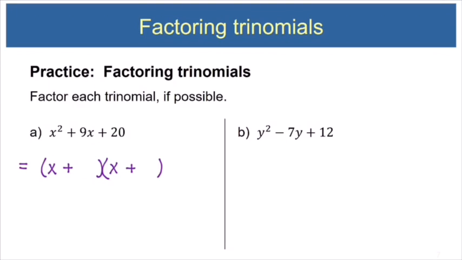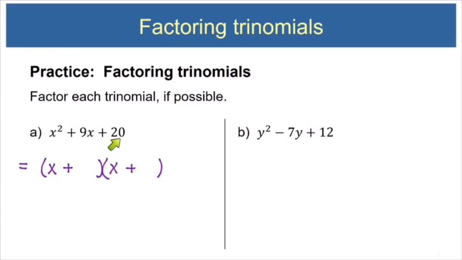And now it's just a matter of trial and error. I need last times last to be 20, but I need outer plus inner to add up to 9x. Now, I'm being very careful not to say that you need to find two numbers that multiply to give you 20 and they add up to 9. That does happen to be true here, but you can't rely on that all the time. When the coefficient in front of the x squared term is anything besides a 1, that no longer works. So what I want you to do is always think outer plus inner has to make our middle term.